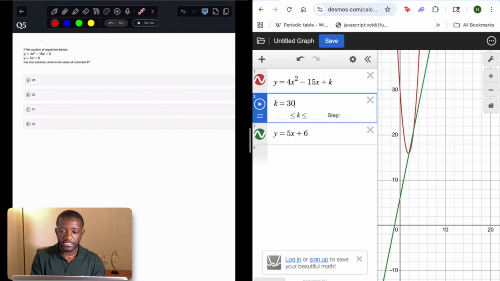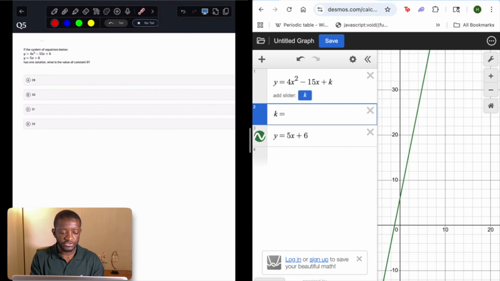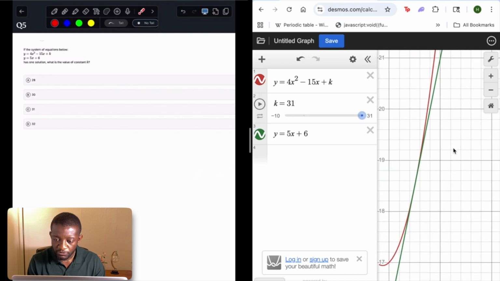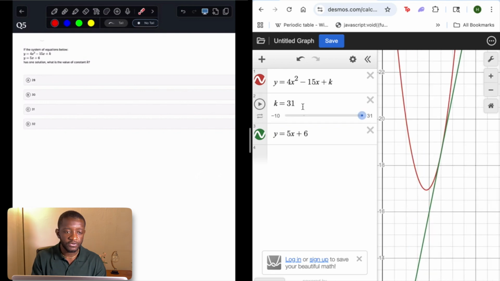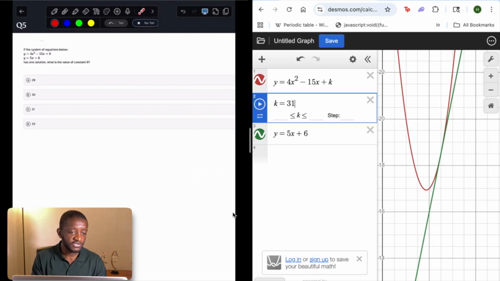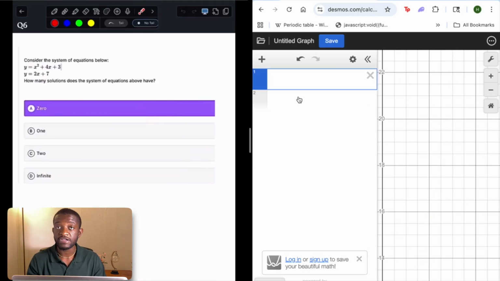You go 30, nope. And let's go 31. And this looks like they're intersecting at exactly 1 point, right? And see there, right? So just for the sake of trying, and this is not even intersecting, right? So our correct answer would be choice C. Okay, next. Now, let's look at our next problem.